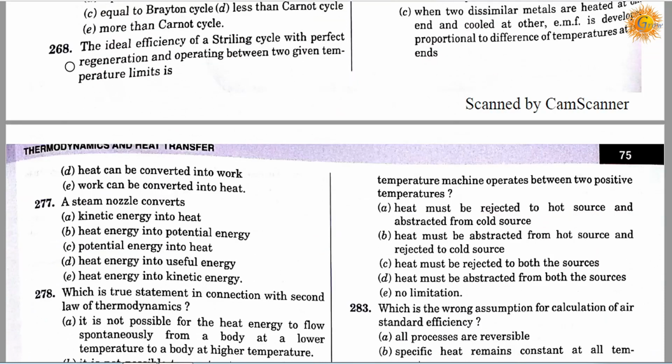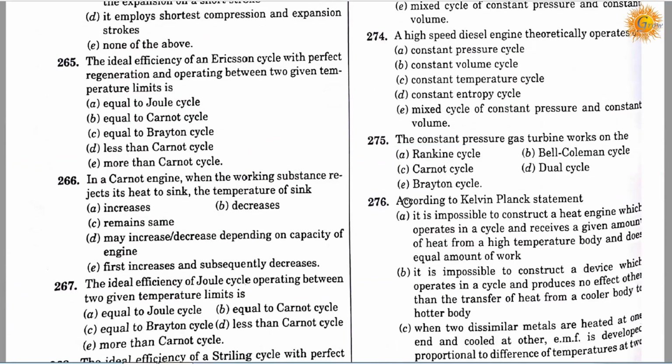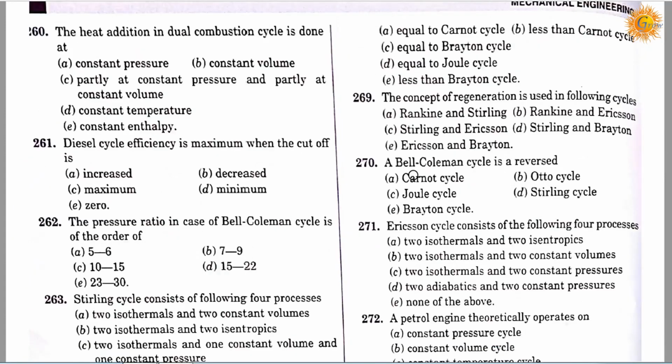Question number 268. The ideal efficiency of a Stirling cycle with perfect regeneration and operating between two given temperature limits is: option A, equal to Carnot cycle; option B, less than Carnot cycle; option C, equal to Brayton cycle; option D, equal to Joule cycle; option E, less than Brayton cycle. So the correct answer is A.